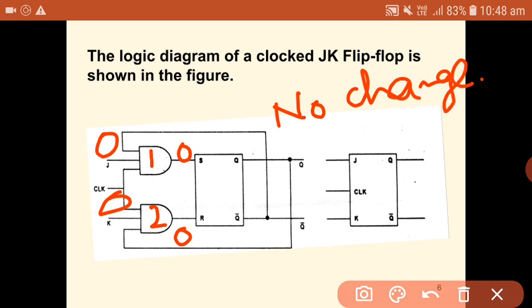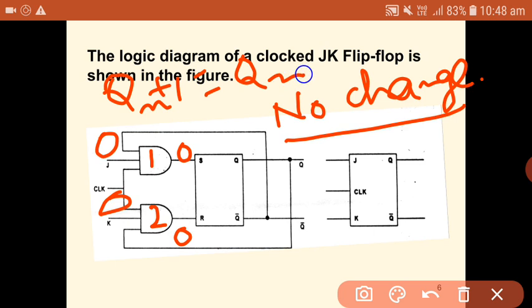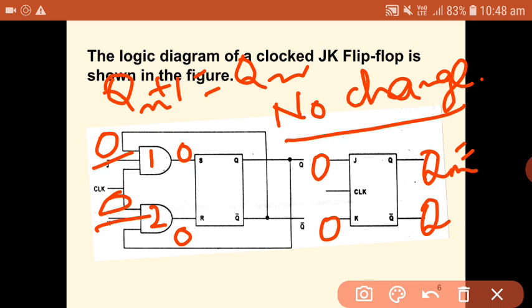Since S is equal to 0 and R is equal to 0, you will be getting the output no change, that is Qn plus 1 is equal to Qn, for J is equal to 0 and K is equal to 0. You will be getting the output as Qn itself. So Qn plus 1 is equal to Qn.